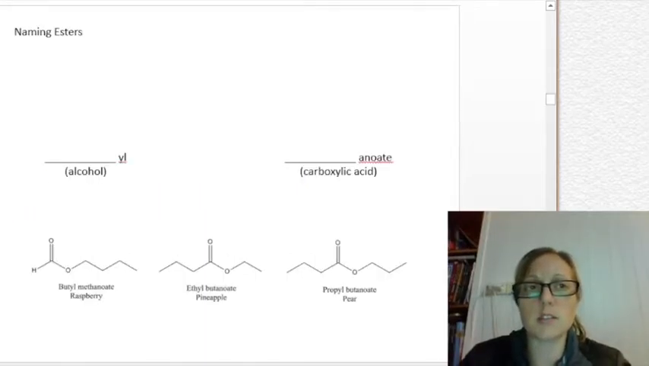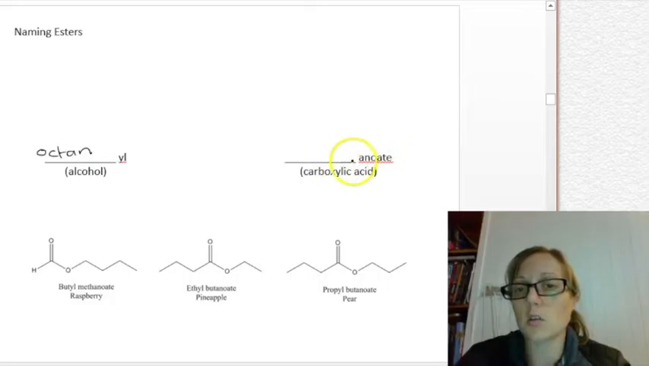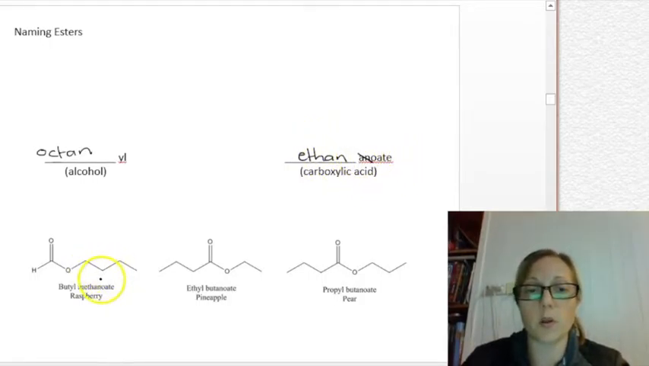So naming our esters, we have the alcohol part first, but we put a YL on the end. So in this case, we would have octyl, and we put an OATE at the end of our carboxylic acid, so it would be ethanoate. And here are some examples below.